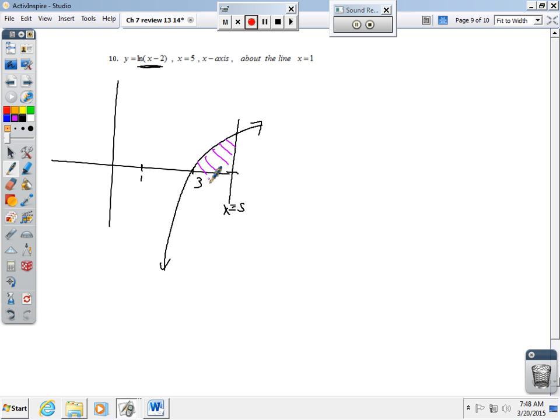and I'm rotating it around x equals 1, so we're rotating it around this. I don't know why I'm making it dotted. We're rotating it around that.